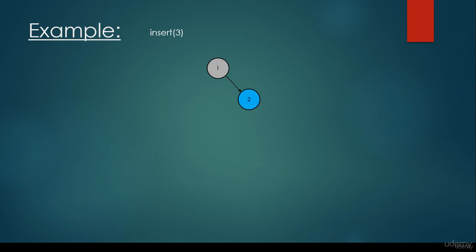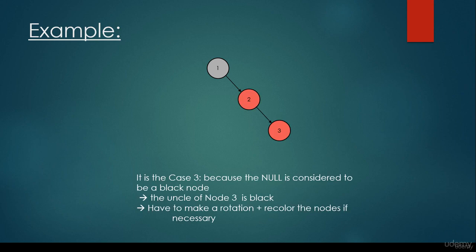3 is greater than 1. 3 is greater than 2, so it's going to be the right child of 2. This is the so-called case 3 as we have discussed in the previous videos, because null is considered to be a black node, and the left child of 1 is basically a null, and the null values have the color black. And this is the case 3. We have the newly inserted node 3. The parent of the 3 is a red node as well, and the uncle is the null. And because we have assigned the color black to the null pointers, that's why we are going to end up with the case 3. So we have to make a rotation, plus we have to recolor the nodes if necessary.